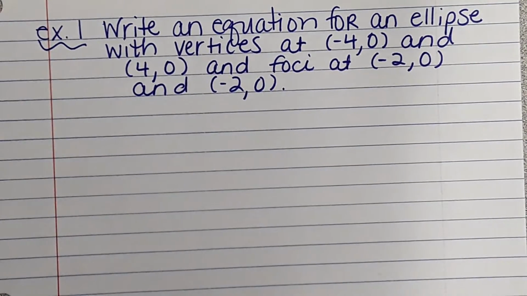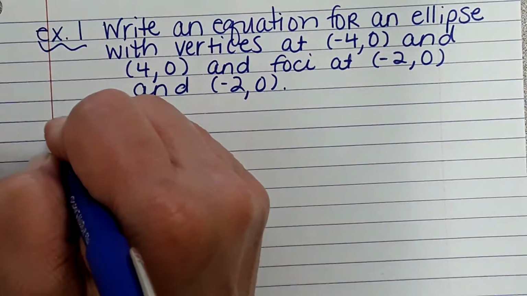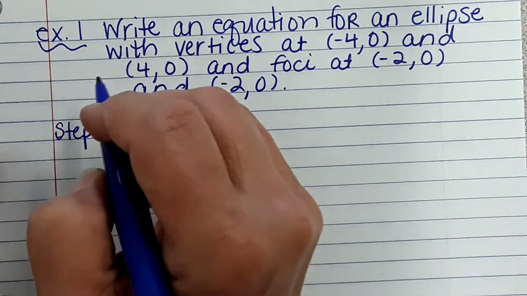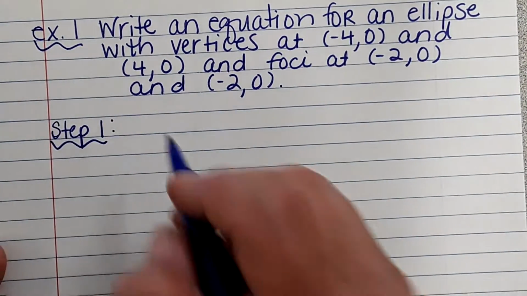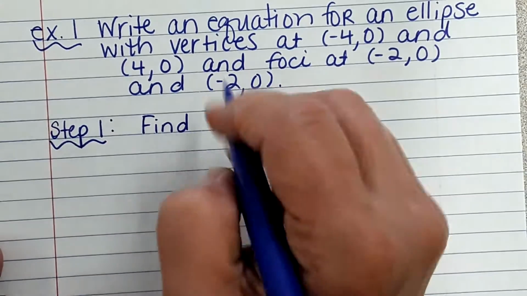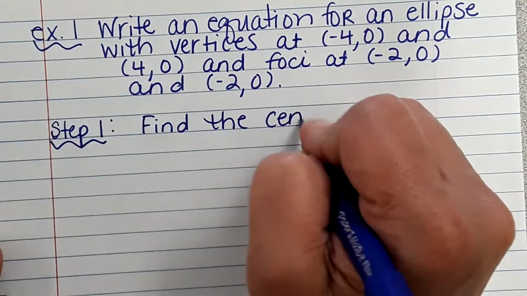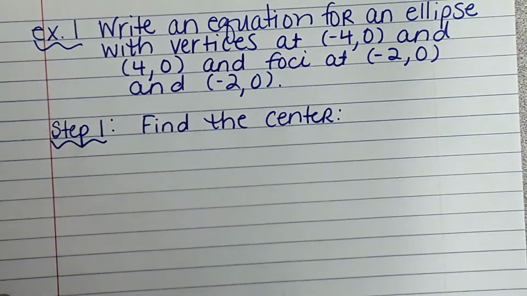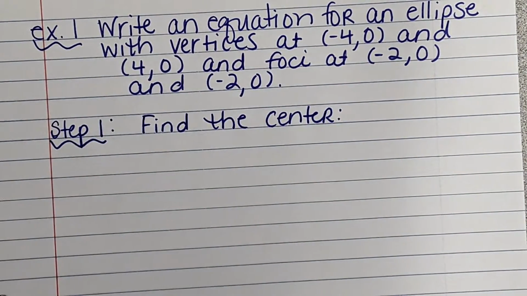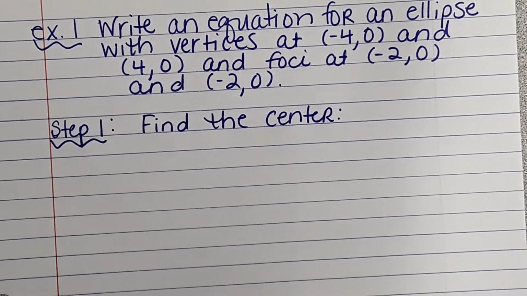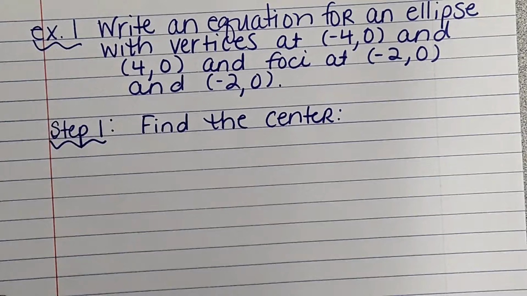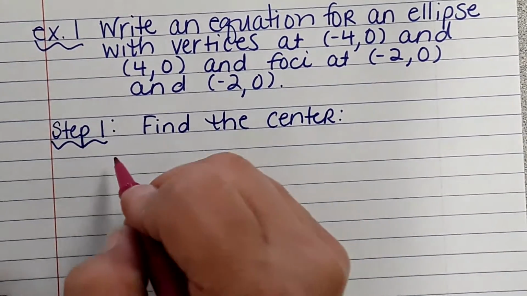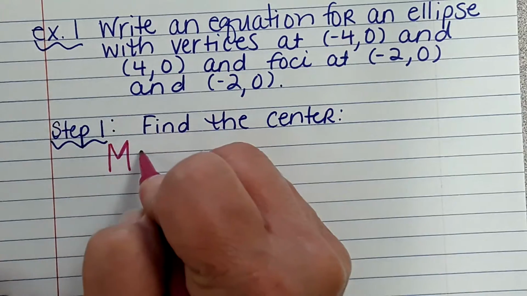So what we're going to do is we have 4 steps that we have to complete. The first step is we need to find the center because that's going to help us with our equation. In order to find the center, we have to use the midpoint, just like we did for a circle. That's why we learned the midpoint and the distance formula. The center is going to determine what's in the numerator of your fractions.